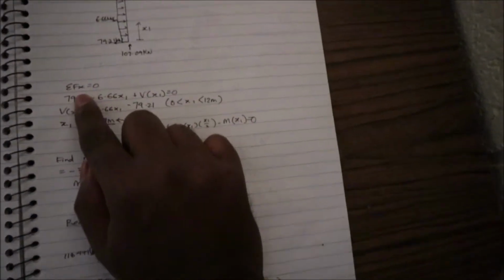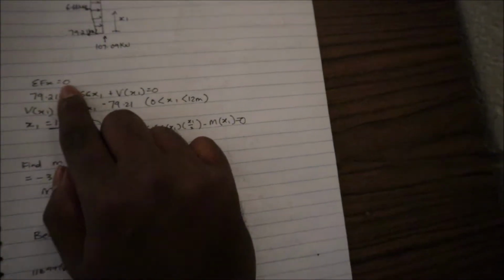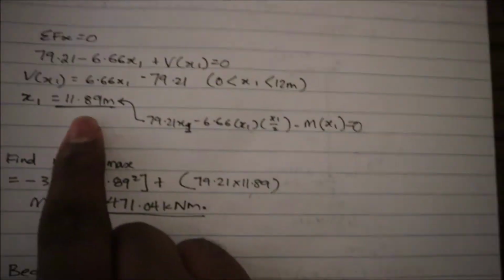For column AB, the sum of forces in x direction is equal to 0. Solved everything here. We got our x1 value is equal to 11.89 meters. How we found that is we've used this formula right over here.